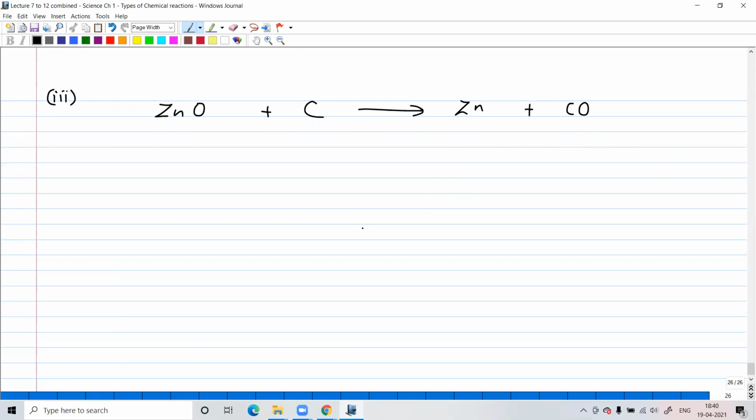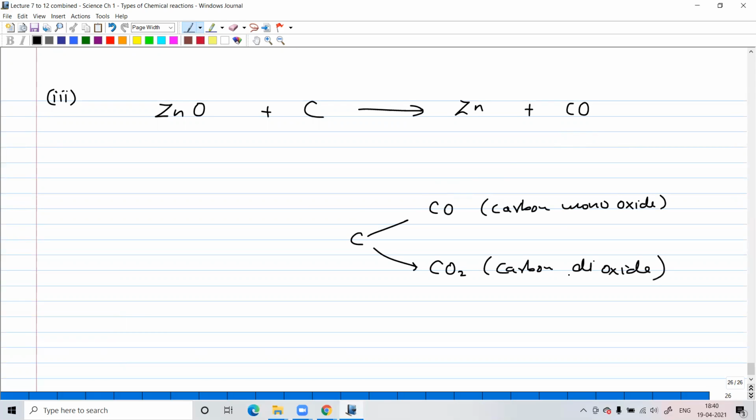Why? Because carbon makes two kinds of oxides. When carbon combines with only one oxygen, you get CO, which is called carbon monoxide. And when carbon combines with two atoms of oxygen, CO2, everyone knows this as carbon dioxide. Monoxide, dioxide. Everyone knows that?